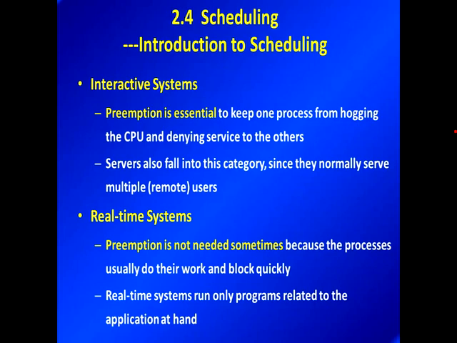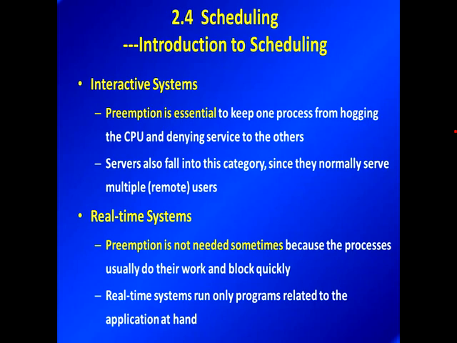Because in this kind of interactive system, the users care about the response time. After the users submit any request to the operating system, they expect to get the response in a very short time. So you need to allow the new request to get the CPU to run some instructions and respond to the users.